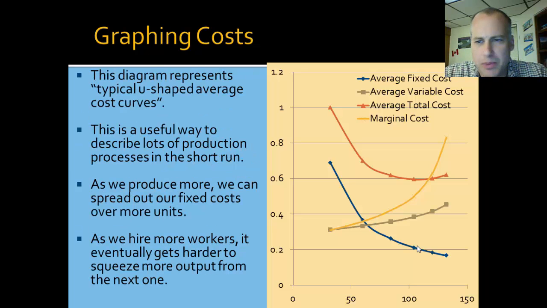These diagrams represent what I'll call typical U-shaped average cost curves, and this turns out to be a useful way to describe lots of production functions and lots of production processes in the short run. And the logic of this is simple. As we produce more, we can spread our fixed costs over more units. But as we hire more workers, as we try to increase Q in the short run without adding capital, it gets harder and harder and harder to squeeze more output from the next one. We have to pay more to get the last bushel of apples than we did to get the first bushel of apples.